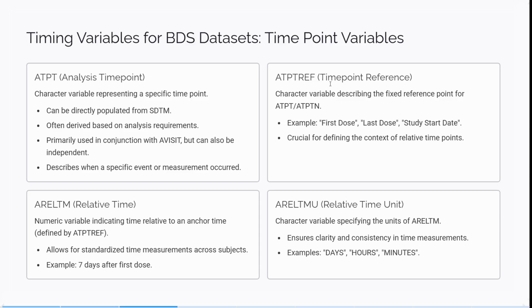And here we have the time point reference, the character variable describing the fixed reference point for ATPT or ATPTN, for example first dose, last dose, or study start date. This is crucial for defining the context of relative time points. And the relative time is a numeric variable indicating the time relative to an anchor time, defined per the ATPT reference, allowing standardized time measurements across subjects. Example: 7 days after first dose.